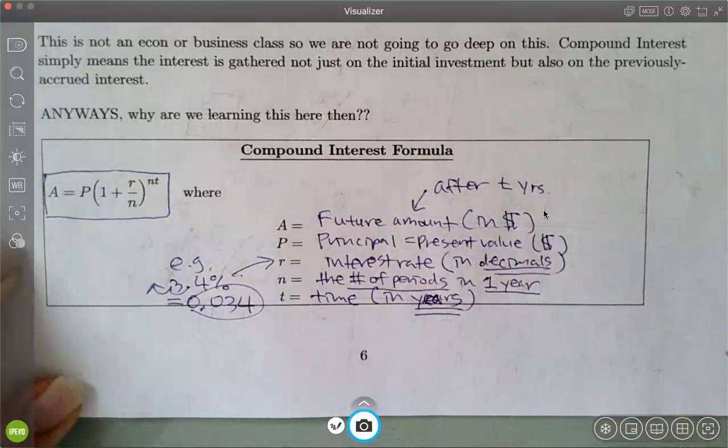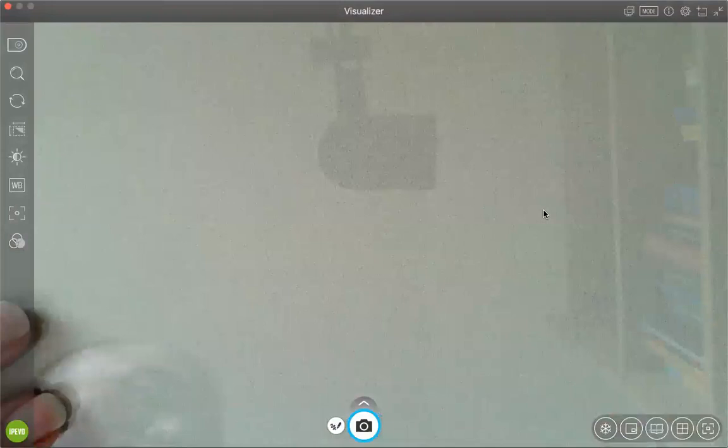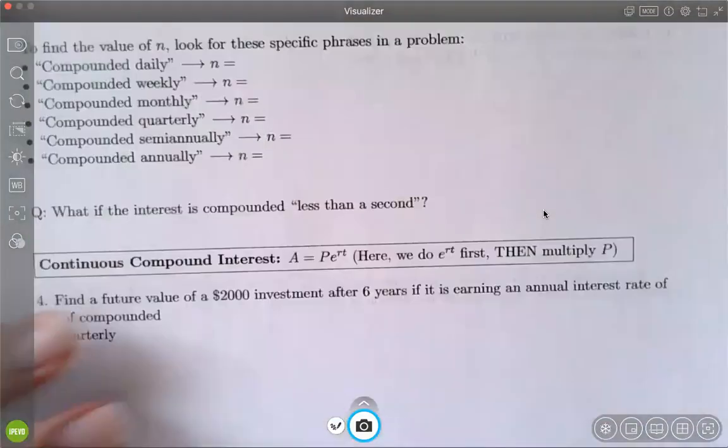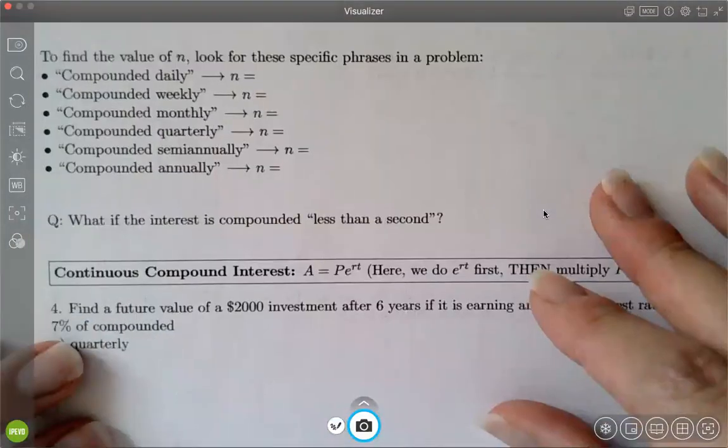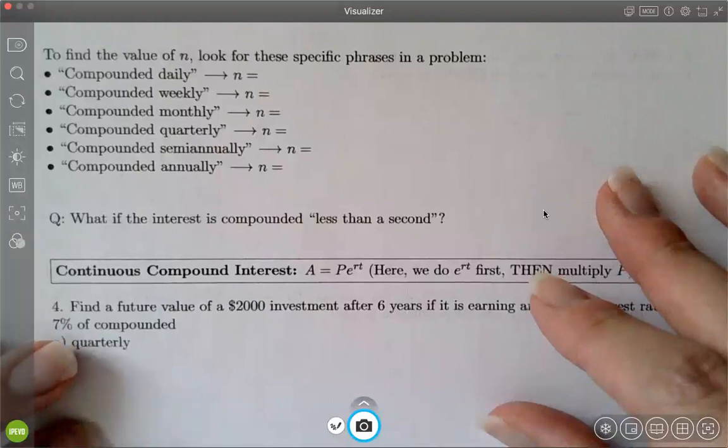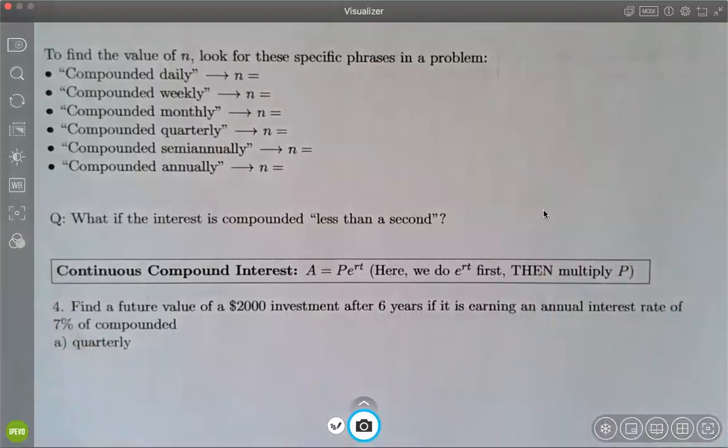So now everything is pretty easy to identify. What can be tricky is to identify the value of N. So how do you identify the value that needs to be used in N? To find the values of N, look for these specific phrases in a problem.